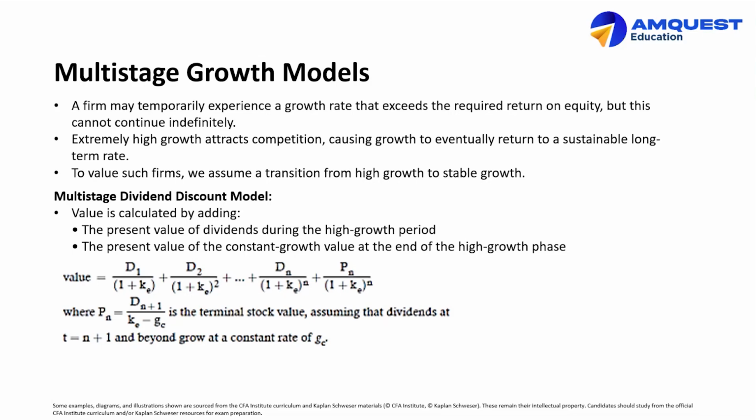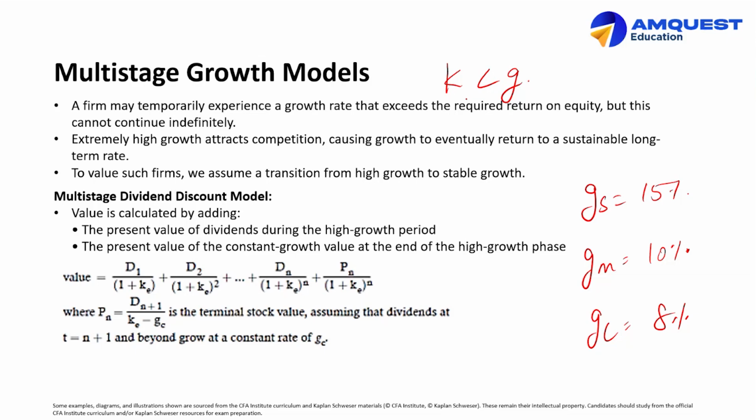There can also be multi-stage growth models where, let's say, my short-term growth rate in dividends is going to be 15%. Then after some time, I will cut this down. I'll pay 10%. And then the long-term growth rate is, let's say, somewhere around 8%. So even these kinds of calculations are possible. A firm may temporarily experience a growth rate that exceeds the required rate of return on equity, but this cannot continue indefinitely. So they are saying that in the short run, it may be possible that K will be less than G, but this situation will reverse in the future.